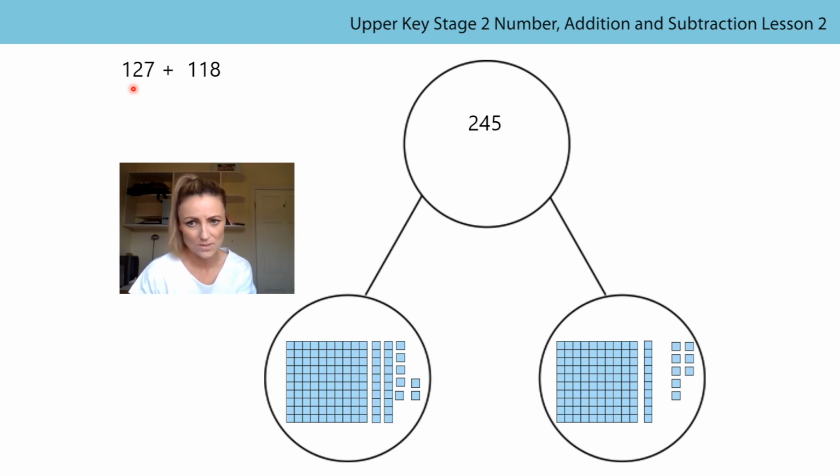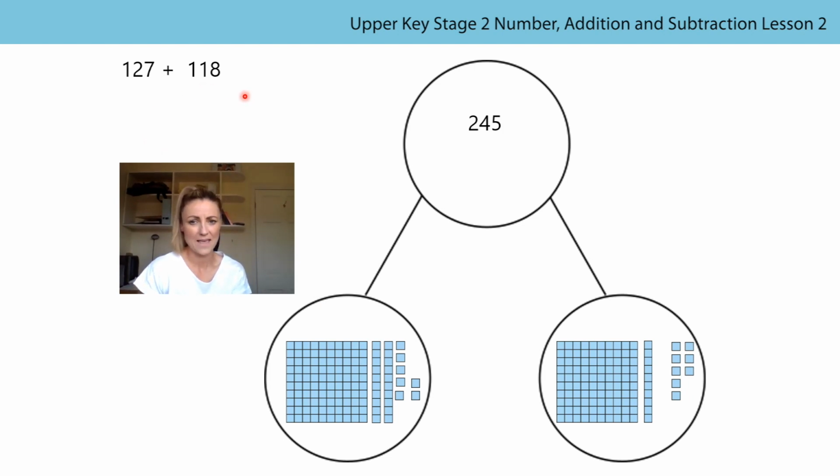Let's stay with this part hole diagram for a minute and let's connect it to our abstract calculation. Where is the 127 in the part hole diagram? That's it. It's down here in this part. We can see our 100 and our 2 10s are a 20 and our 7 1s, 127. So this side of the part hole diagram, where's that in our calculation? That's right, it's the 118. So these are our 2 addends, 127 add 118.